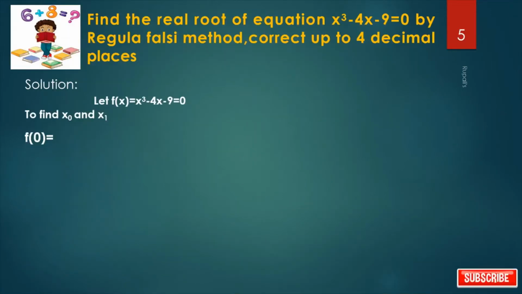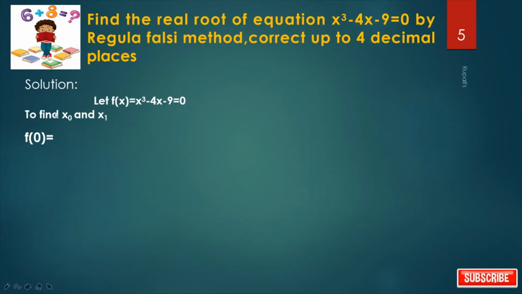Take one mathematical example. Find the real root of the equation x cubed minus 4x minus 9 = 0 by Regula Falsi method, correct up to 4 decimal places. So, what is our equation? Say it is f(x). f(x) = x cubed minus 4x minus 9 = 0.